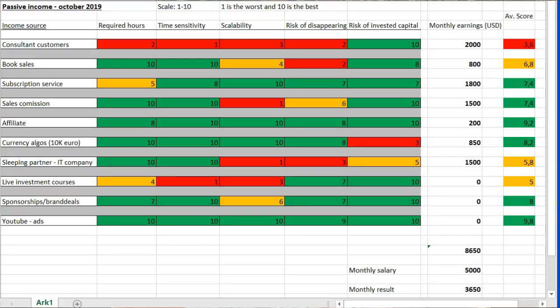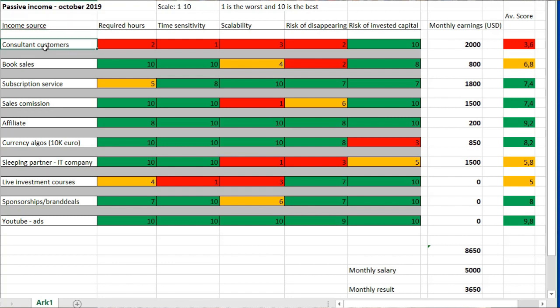Alright, we're at the computer now, and you can see here that it says passive income October 2019. What I've been doing down here is that I have put all of my different income streams, and I've given them a grade from 1 to 10, as you can see, where 1 is the worst and 10 is the best. If you want to do something like that, you can decide how you want to grade them, but I'm just trying to put it into some perspective so that I can easily get a view on how the different income streams are doing.